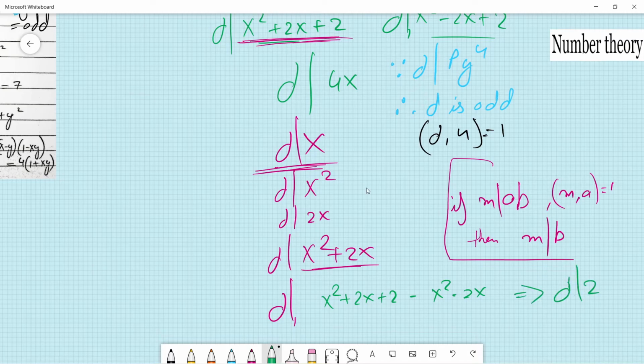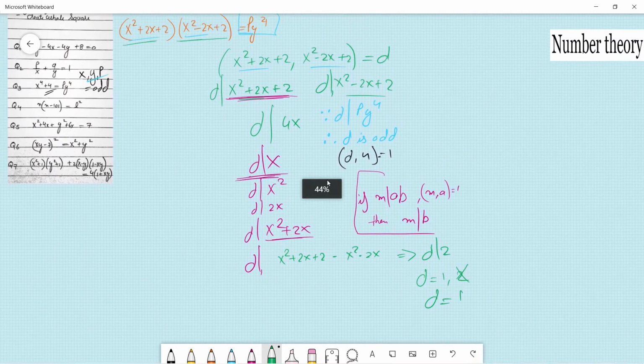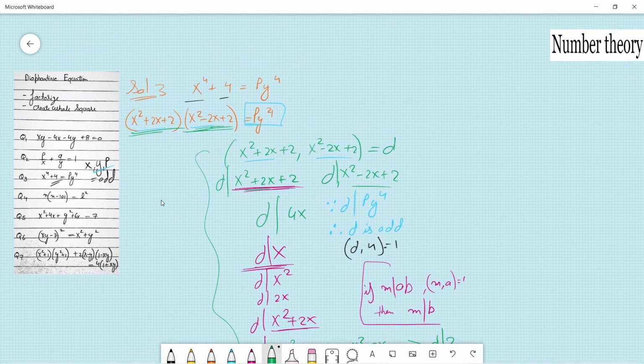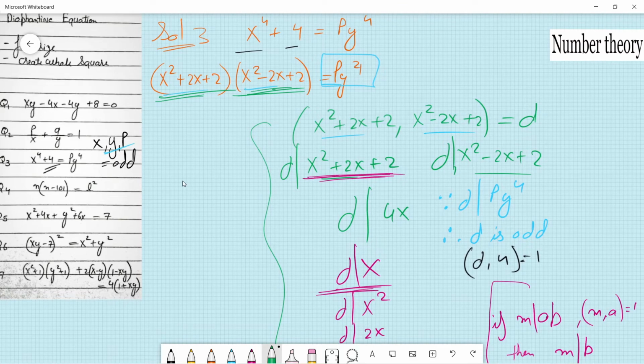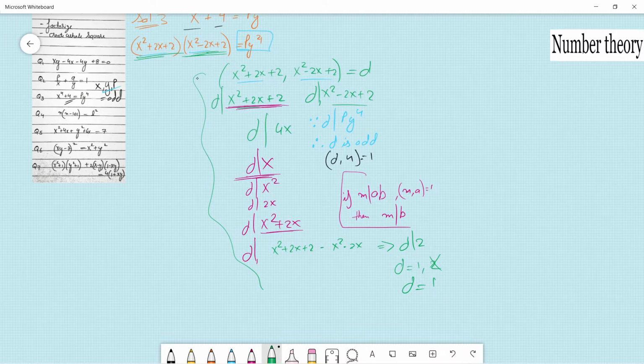But since d is odd, d has only two options: d can be 1 or d can be 2. But since d is odd, this case is discarded. d is 1. So from this we can say that the GCD of these two terms is 1 after all this calculation. Okay, so now how will this be useful to us? You'll see.